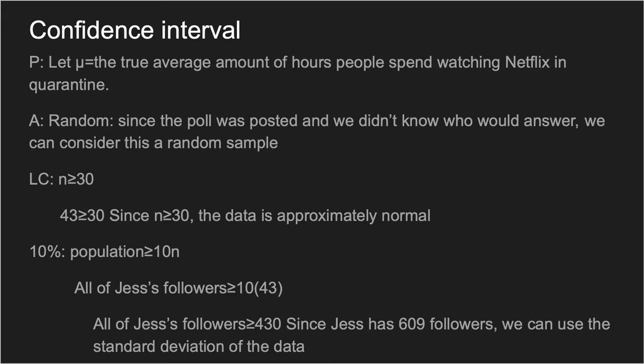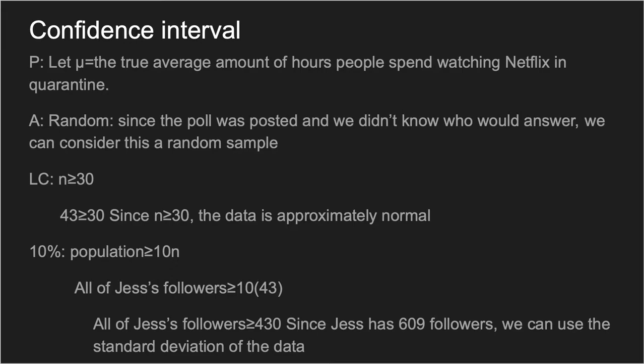Next, we decided to conduct a confidence interval. So we use PANIC, and the parameter is: let mu equal the true average amount of hours people spend watching Netflix in quarantine. Then for assumptions, first is random. Since the poll was posted and we didn't know who would answer, we can consider this a random sample. For large counts, we use n is greater than or equal to 30 since we're using mean. And 43 people responded, which is greater than or equal to 30. And this shows that the data is approximately normal.